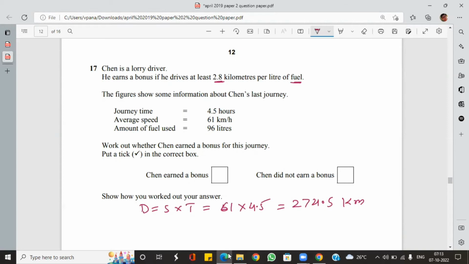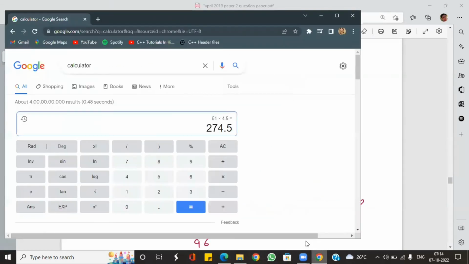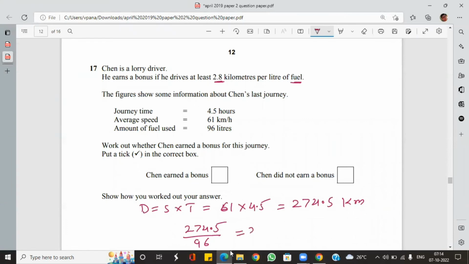So his mileage, if you have to calculate, is 274.5 divided by 96, since 96 liters of fuel he has used. Divided by 96, you get 2.85. So the mileage is 2.85 kilometers per liter, and he gets the bonus if he completes at least 2.8 kilometers per liter of fuel. That is how Chen is going to earn the bonus.